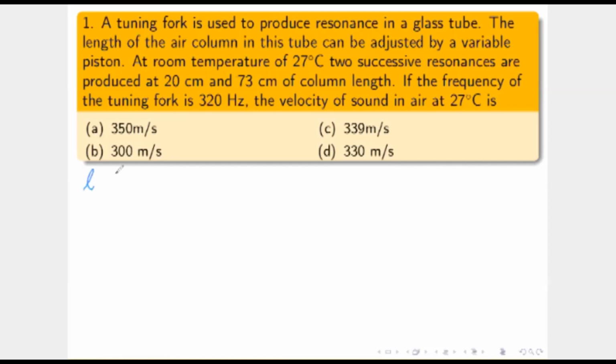So, first resonance appeared at 20 centimeters, and the second one is at 73. Since this is a closed tube, only odd harmonics are present, and therefore L2 should have been 60 centimeters as it is 3 times L1. But since it has a difference of 13 centimeters, we should consider the end correction. Because of the difference, indirectly we shall consider the end correction. So this length is without end correction.